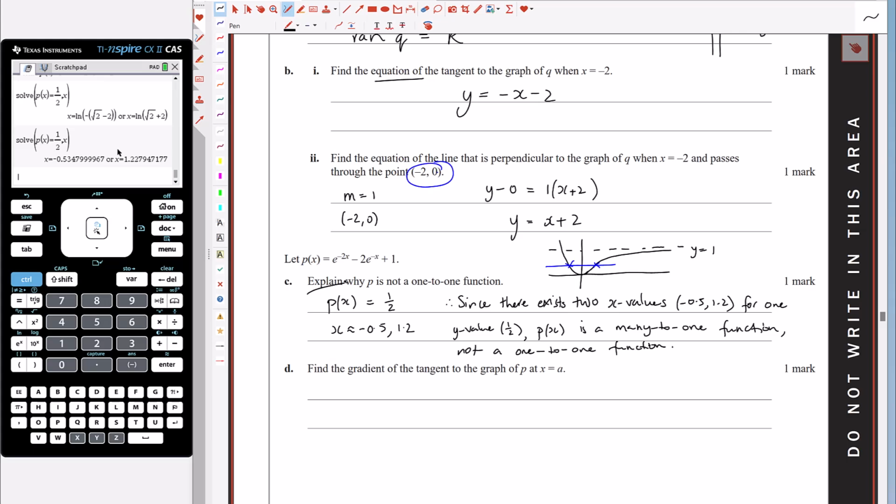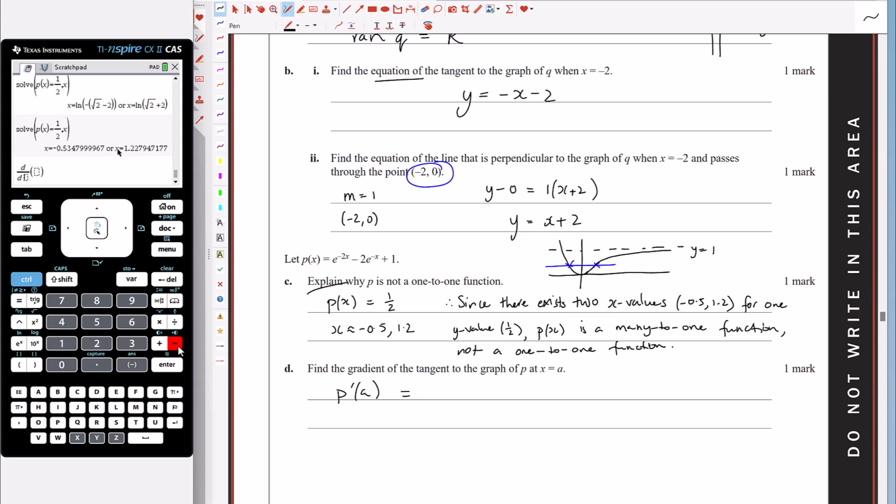So I've got a little graph there that shows the horizontal line test being failed. I've got a calculation that I can use to justify it. So since there exist two x values, and I've stated what those values are, negative 0.5 and 1.2, for one y value, 1/2, probably should have written x equals negative 0.5 and x equals 1.2 for one y value, y equals 1/2. P of x is a many-to-one function, not a one-to-one function. Okay, find the gradient of the tangent to the graph of p at x equals a. Okay, gradient of the tangent is just gradient of the curve, so we just need p dash at a.